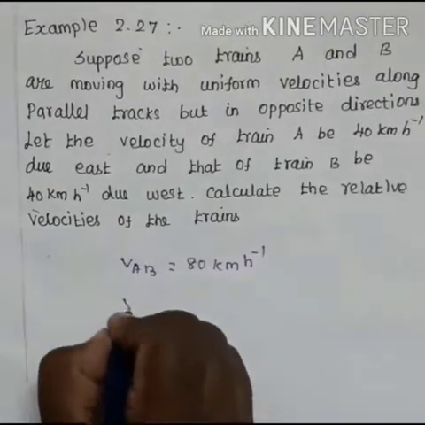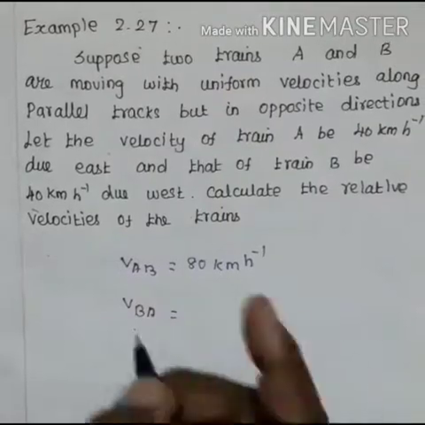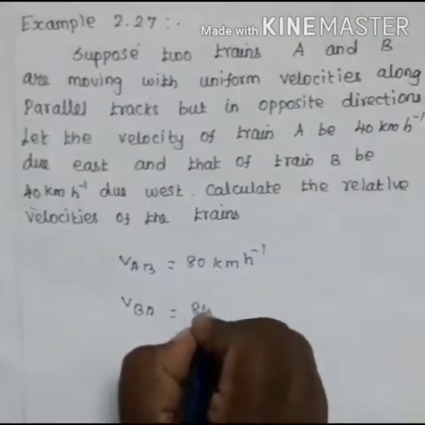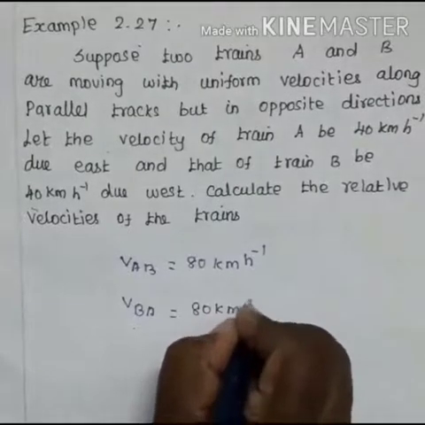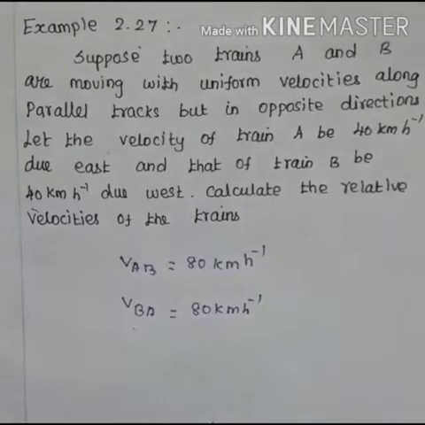The relative velocity of B with respect to A: since both are traveling in opposite directions, v_BA = 80 km/h. To a passenger in train A, train B will appear to move westwards with a velocity of 80 km/h.